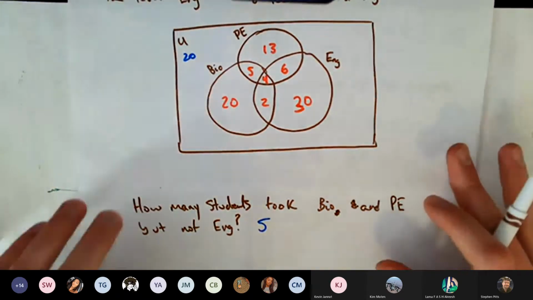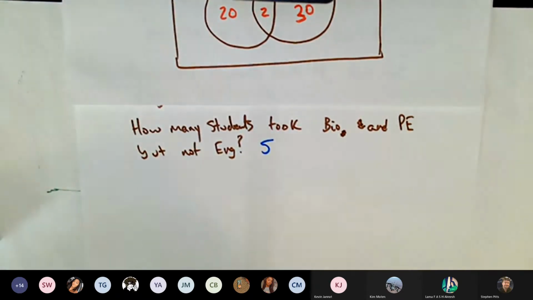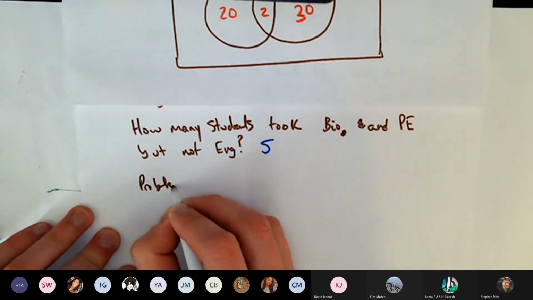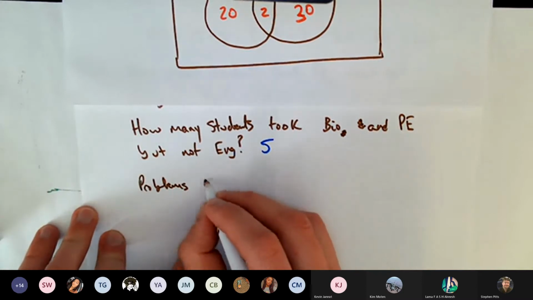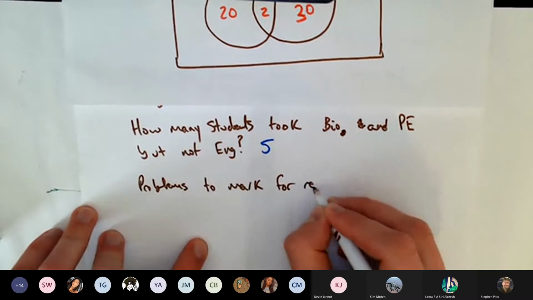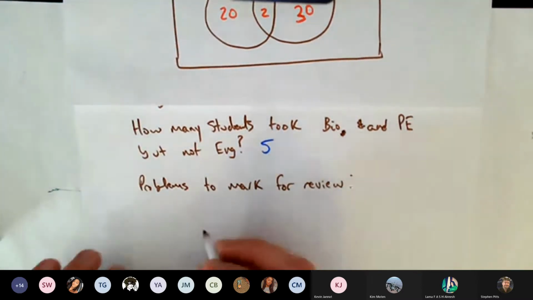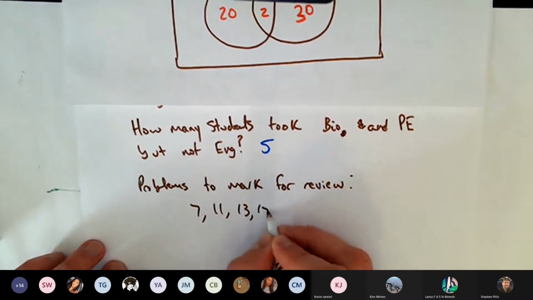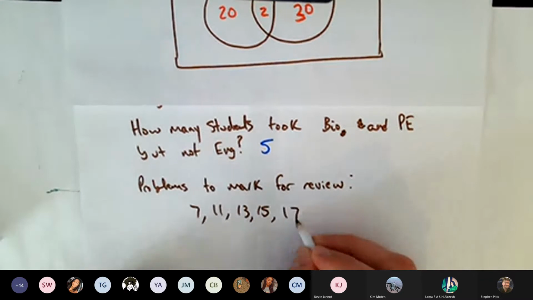I'm going to leave it at that with this section. This section takes practice, but I'm going to leave it at that. And we'll talk a little bit about the next chapter and the next sections. Here are some problems to mark for review for section 2.4: 7, 11, 13, 15, and 17.